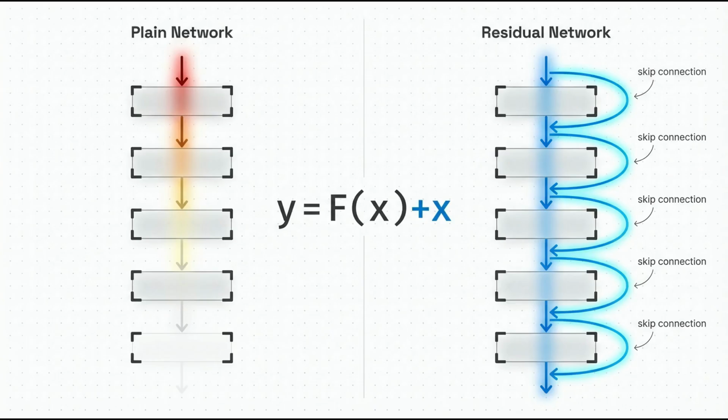A few months earlier, Srivastava, Greff, and Schmidhuber had presented highway networks with gated skip connections. ResNet won with the simpler version. No gates, pure addition. Simplicity beat complexity.